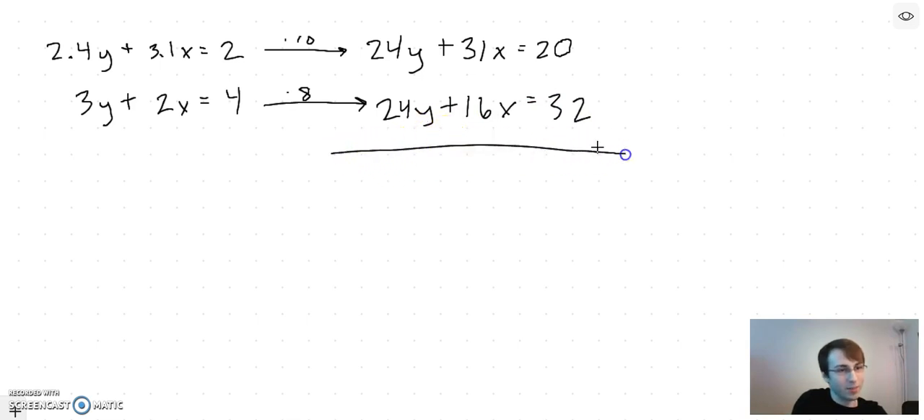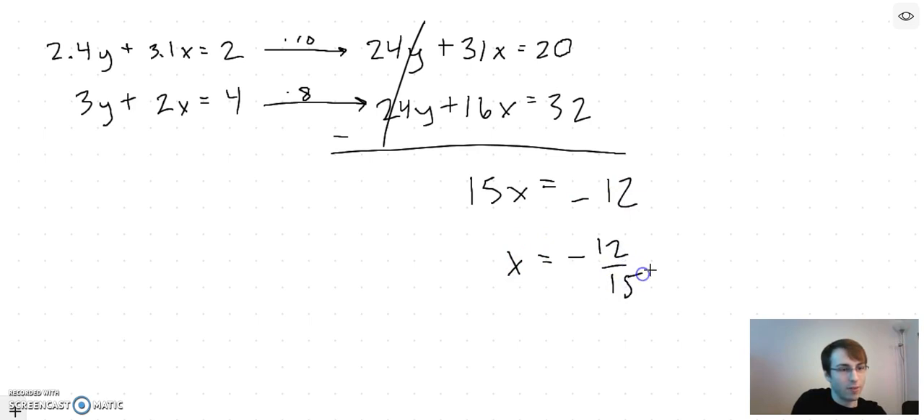Now it's a lot easier to deal with these equations. We can just subtract them like we know how to with elimination. So 24y minus 24y cancels, goodbye. 31x minus 16x, that's 15x. That's equal to 20 minus 32, which is negative 12. So x equals negative 12 over 15, which simplifies, divided by 3, to negative 4 fifths.